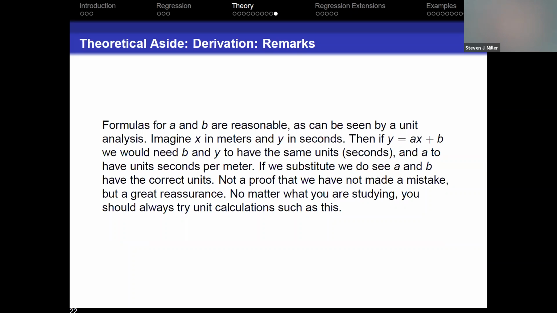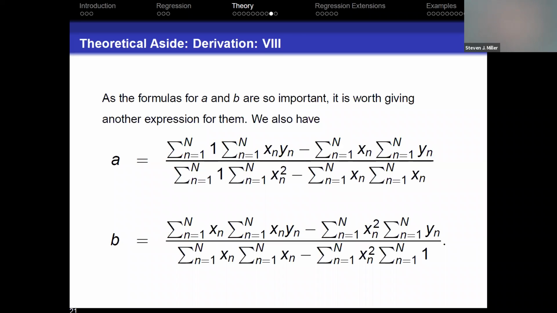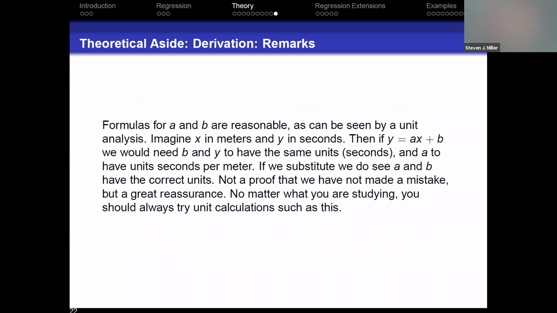And I want to end with just a few brief remarks. So the first is that the formulas for A and B are reasonable. And so, when you see an expression like this, it is a long expression. There's a lot of terms going on here, a lot of sums. Is this reasonable at the end of the day? You want to think of what kind of tests can I do to make sure this is a reasonable formula?